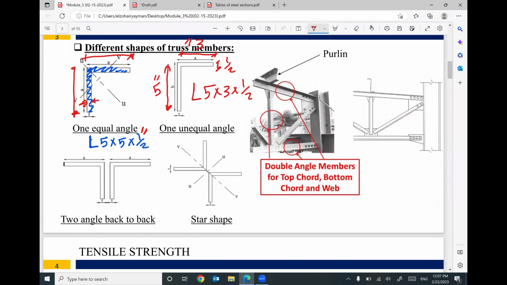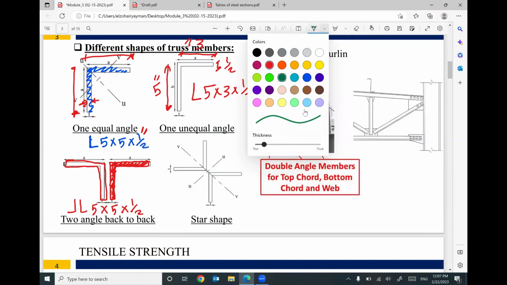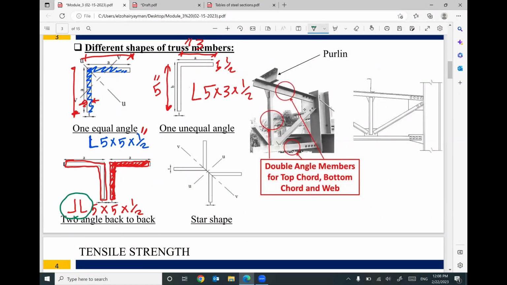That makes sense? Most of the time, we can combine two angles back to back, to work together as a member. This can be written like this: 2L, and I can write 5 by 5 by 1/2. So if you look at this one angle, the dimensions are equal legs, 5-inch, 5-inch, and 1/2 the thickness. And this symbol means we have two angles back to back.